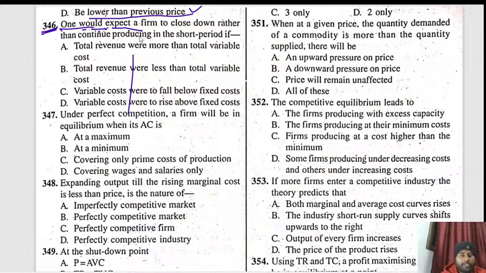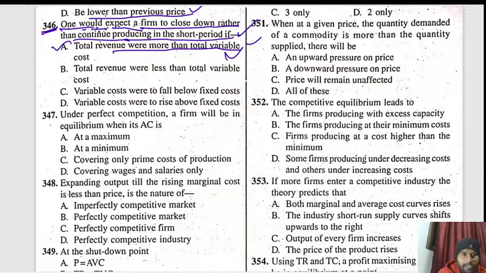Moving ahead with question number 346. One would expect a firm to close down rather than continue producing in the short run period if the firm cannot meet its variable cost. Total revenue is less than the total variable cost, this is correct, in such a case it should shut down. Variable cost to fall below the fixed cost, that is not relevant here.